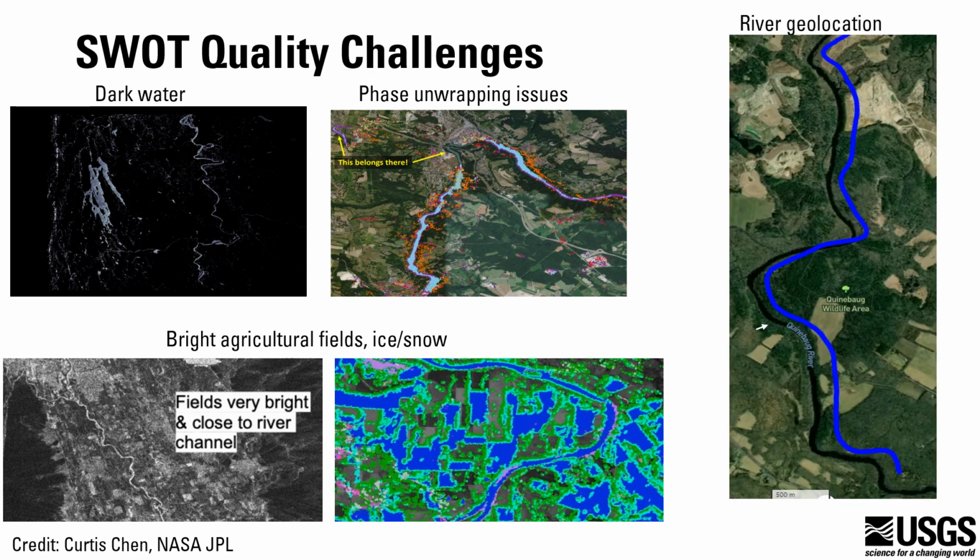Another challenge is river geolocation, where some of the prior river or lake databases might not correctly have the river center line down. And so in this case, we see that the prior river center line in blue is shifted to the right of the true center line.